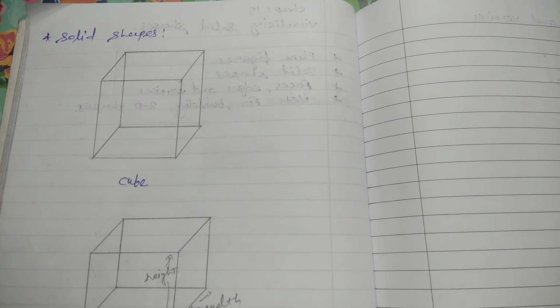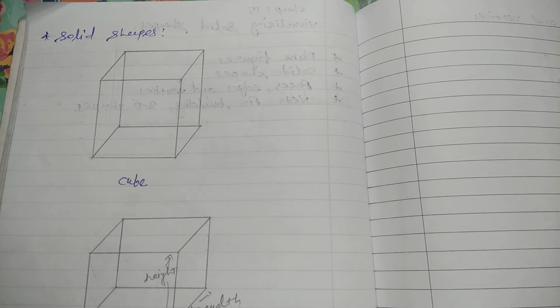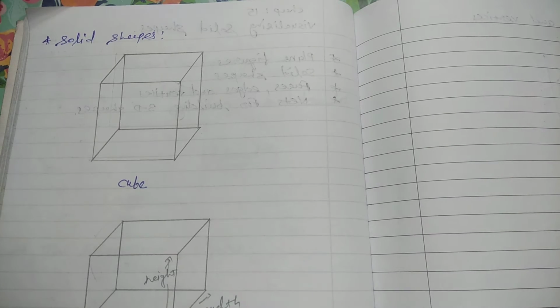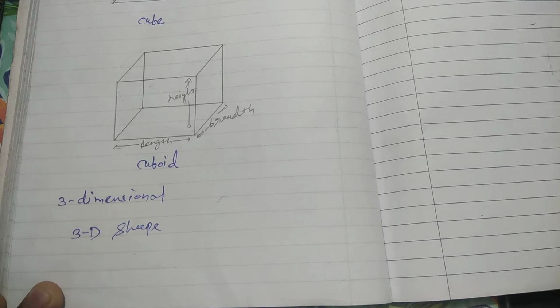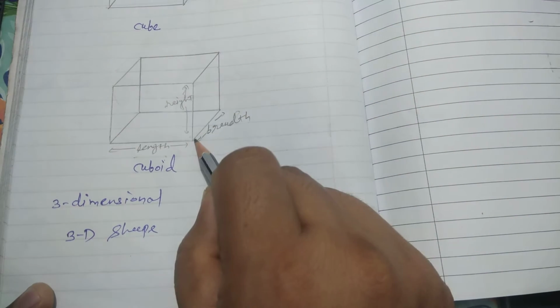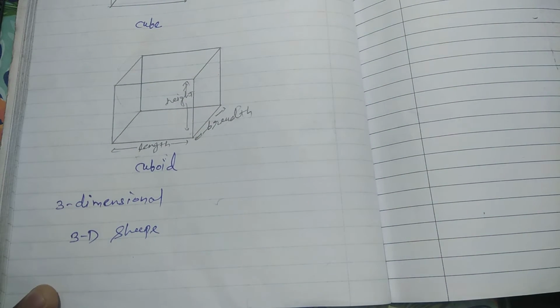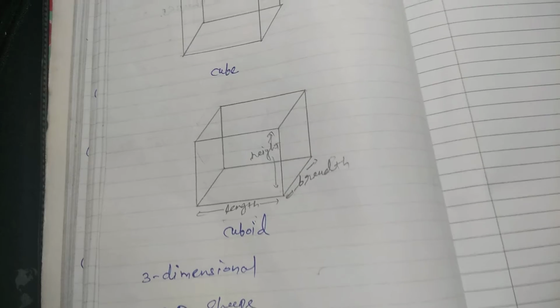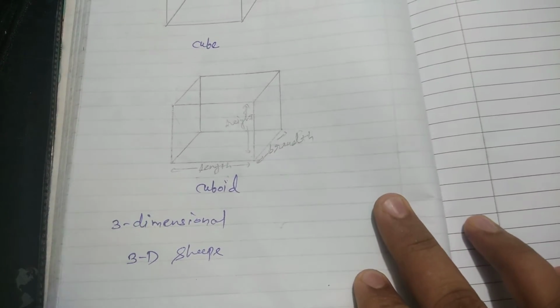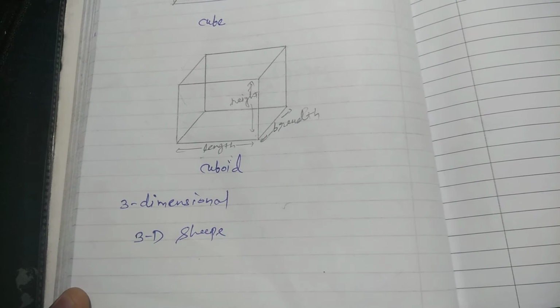Next, solid shapes. You also come across some solid shapes like cube and cuboid. In these solid shapes, if we take the example of a cuboid, there are 3 dimensions. Number 1, length, number 2, breadth, and number 3, height. So it is a 3-dimensional shape. In short, we can say it is a 3D shape.